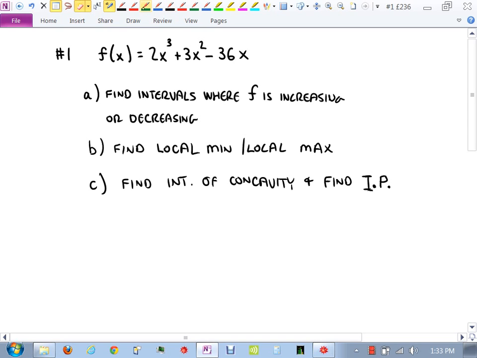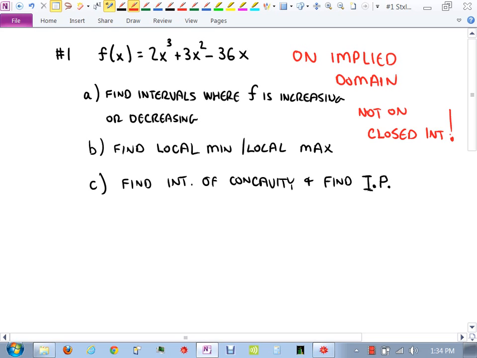So I'm going to point out here in red, we're doing this on the implied domain. We're not doing it on an interval, not on a closed interval. That's a big deal, as we'll see later. All right, so how do we do part A? How do we find the intervals where the function is increasing and decreasing?